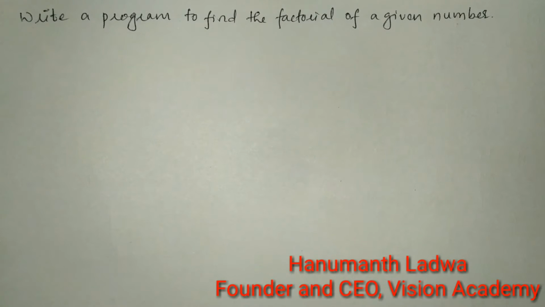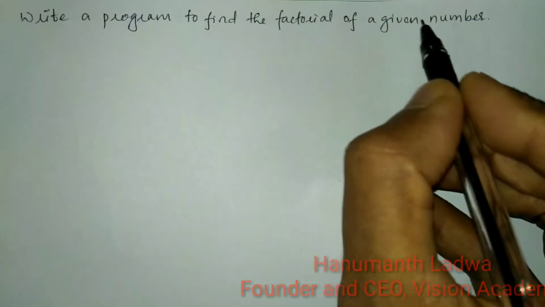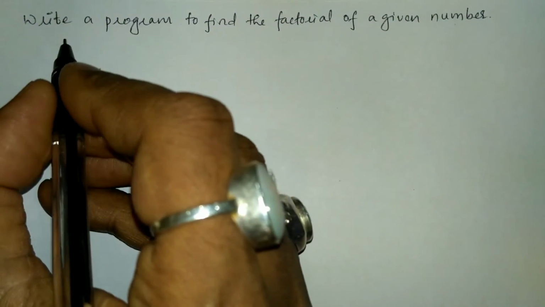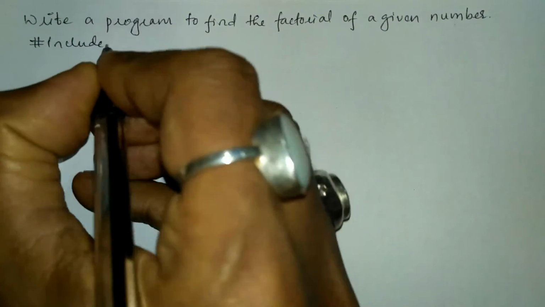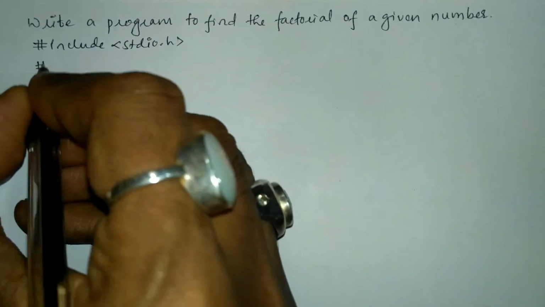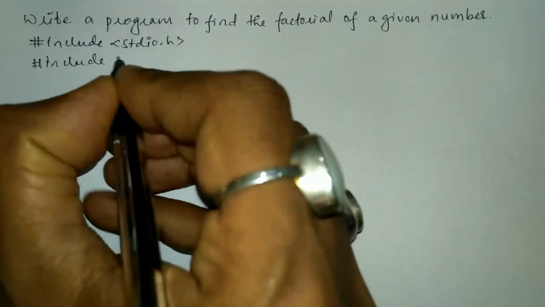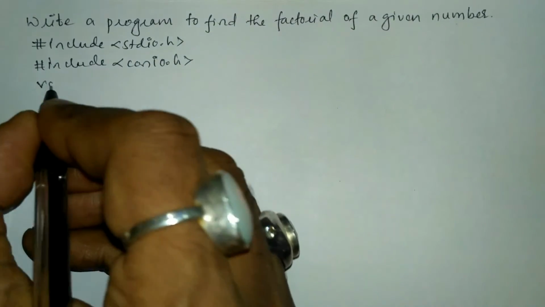My name is Hanmant Latwa, and in this video we are going to write a program to find the factorial of a given number. Let us write the preprocessor directives. #include, in angular braces we'll write stdio.h, the standard input output header file, and the next preprocessor directive is #include, in angular braces we'll write conio.h, the console input output header file.